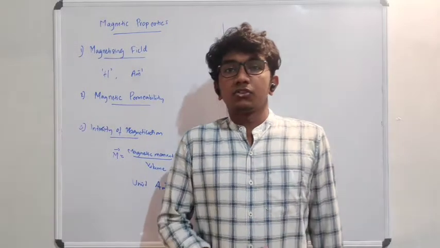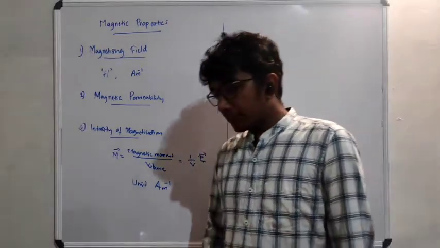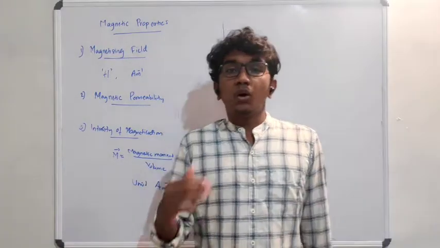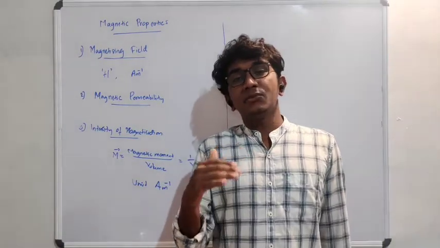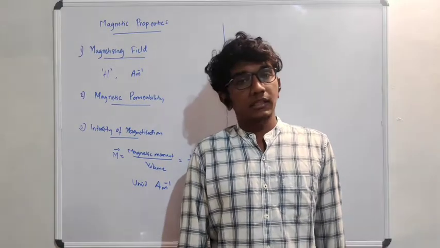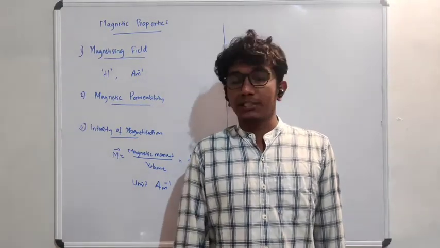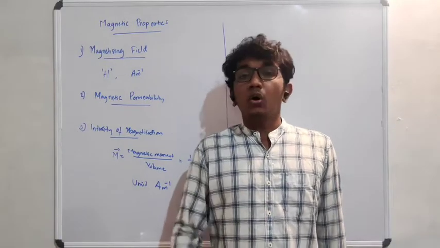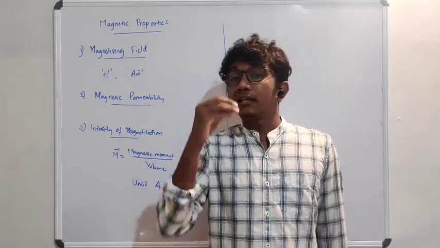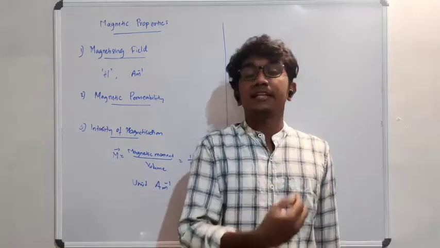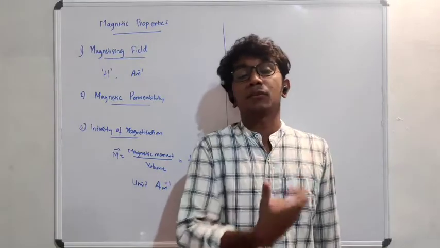Hi everyone. So now we are going to talk about magnetic properties. We know that the materials we see around us are not magnetic all the time, but some of the materials have magnetic properties. So how do we distinguish between the magnetic materials and the materials which do not show magnetic properties?